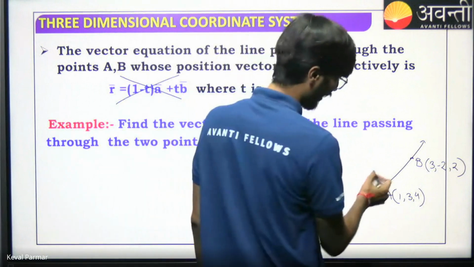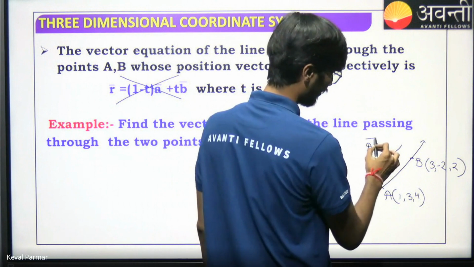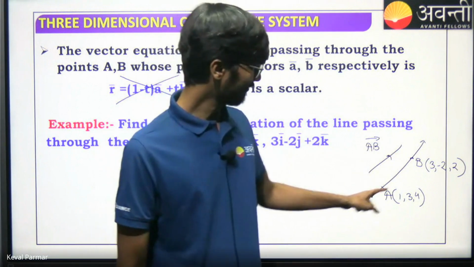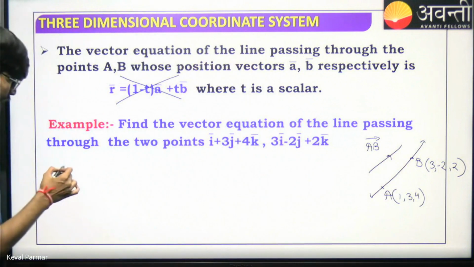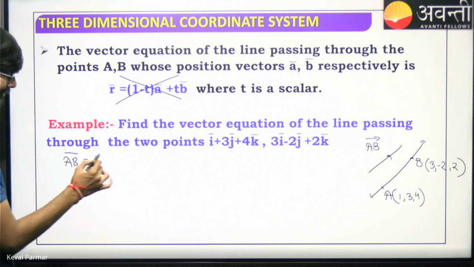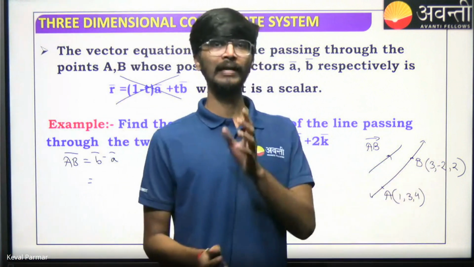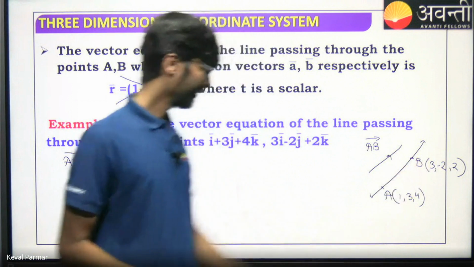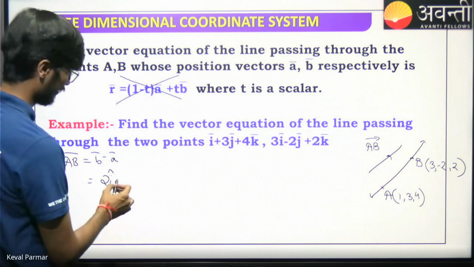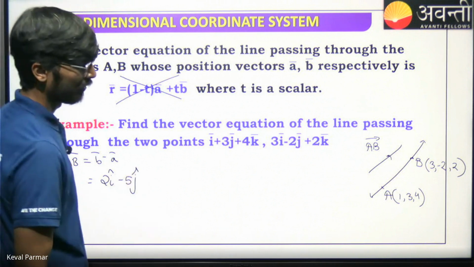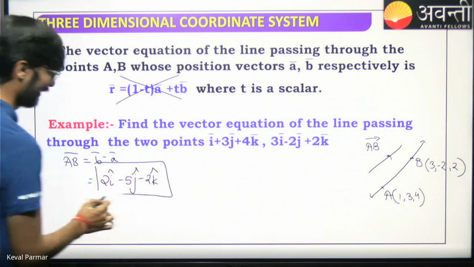Now, to get the vector along the line, it will be the AB vector, right, guys? We can get the vector along this line, which is the AB vector. What is the AB vector? AB is B minus A. So let us subtract this. I hope you know the subtraction. Corresponding numbers we will subtract. So it is 3 minus 1, 2i, 2 minus 3, minus 5j, 2 minus 4, minus 2k. So this is basically the vector along the line.